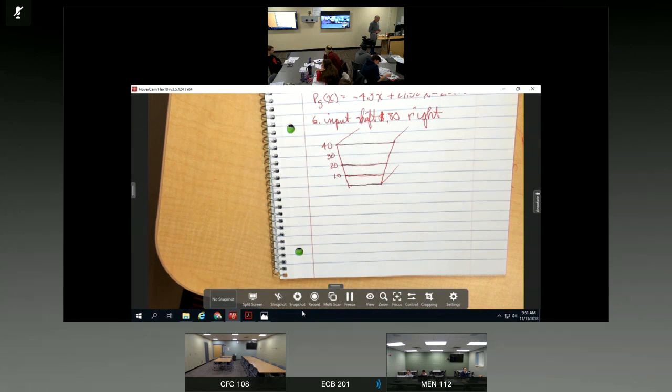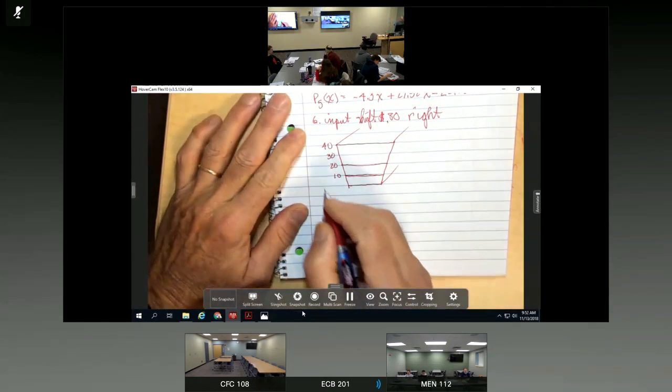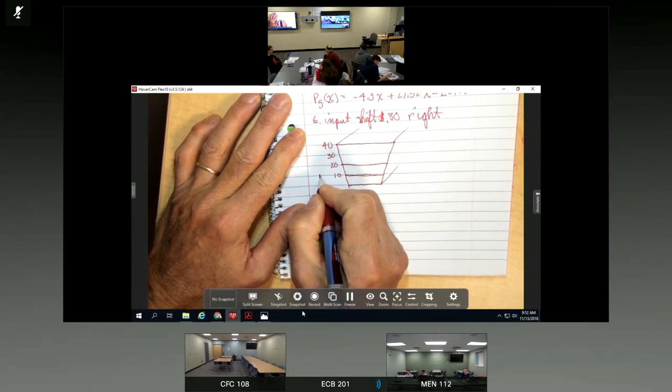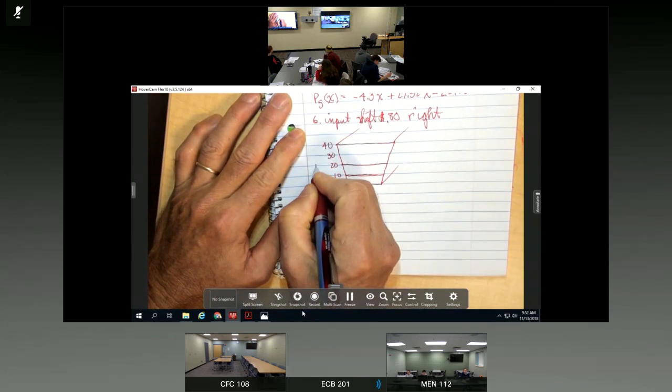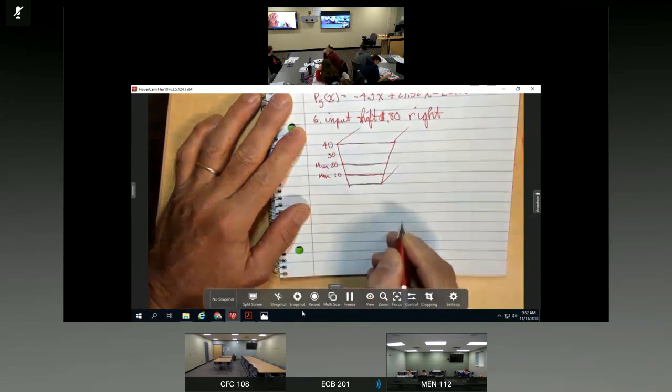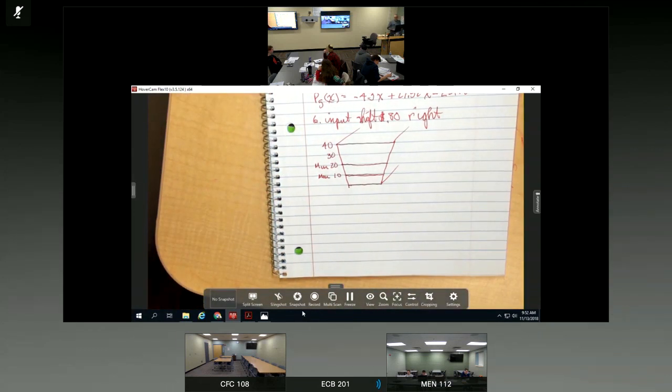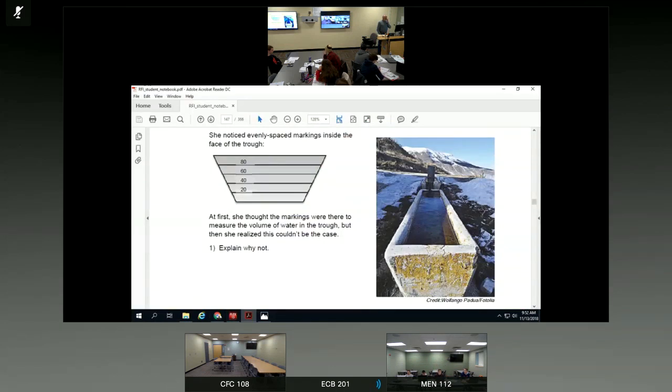The other thing that's true is that it couldn't be talking about how long it takes to fill to that spot. Like this is 10 minutes to fill to this spot, this is 20 minutes to fill to this spot, 30 minutes to fill to the next spot. You couldn't use it in order to see how long it takes to fill it. So that can't be why those lines are on the trough.